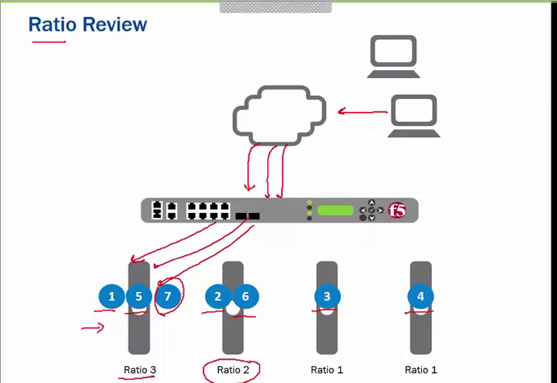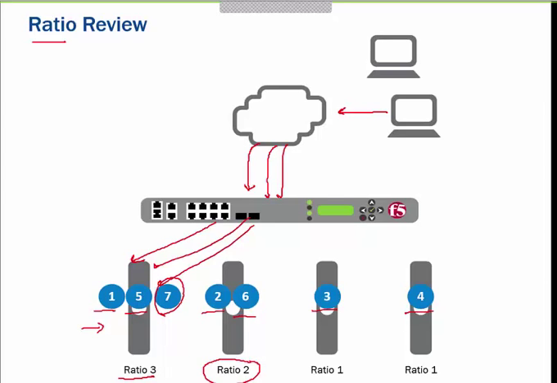So we can say that the ratio mode distributes new connections. You can write it down. The ratio mode distributes new connections across the available members.